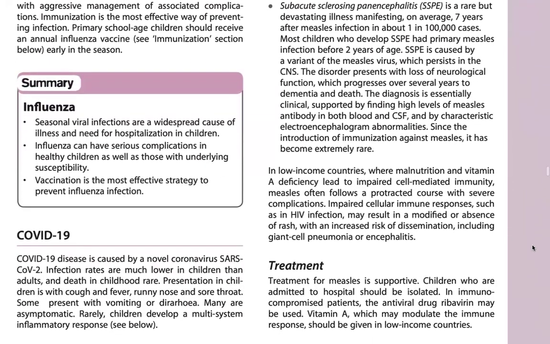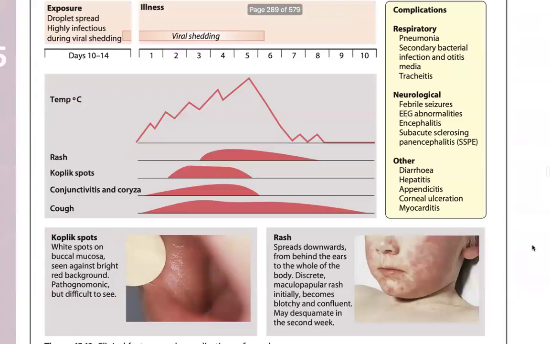Treatment for measles is supportive. Children who are admitted to hospital should be isolated. In immunocompromised patients, the antiviral drug ribavirin may be used. Vitamin A, which may modulate the immune response, should be given in low-income countries.